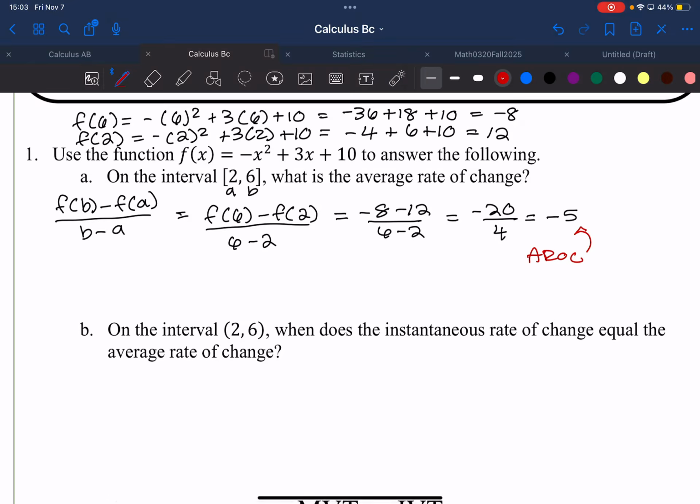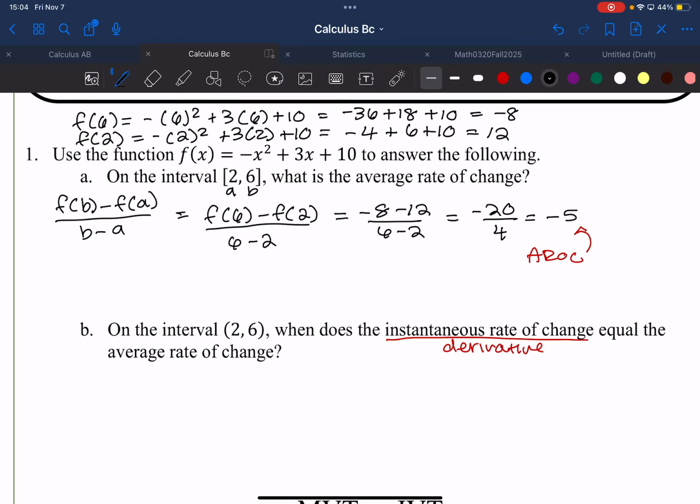Part B says on the open interval 2, 6, when does the instantaneous rate of change equal the average rate of change? Well, since it's telling us to find instantaneous rate of change, we know we have to do what to the original function? Take the derivative.